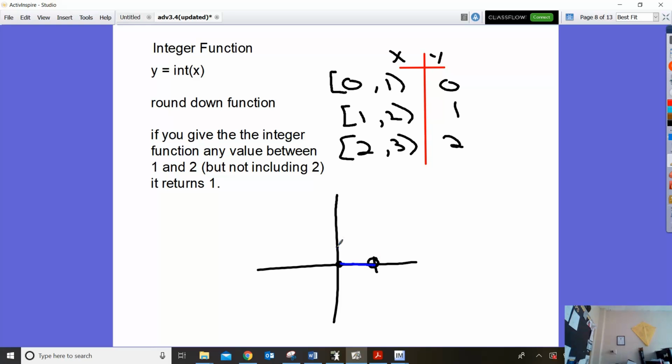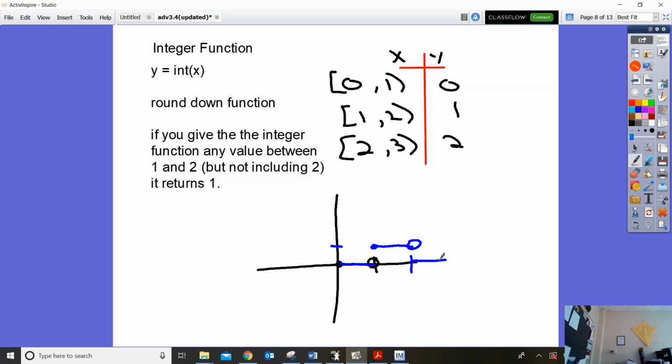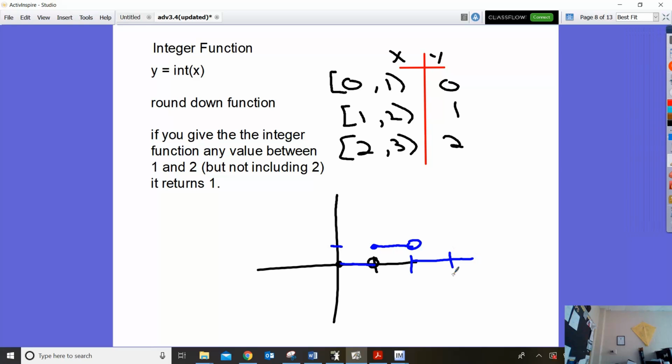Now, x is anything between 1 and 2. And what's the y value? Always 1. It starts up here, continues out to 2, but I can't actually be 2. Open hole. Moving on, the thing's going to go out to 3. Anytime that x is between 2 and 3, what's the integer function return? 2. So we go up to 2, solid dot, all the way to 3, open hole.